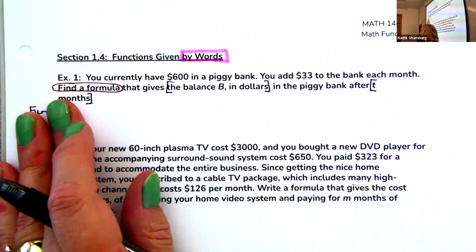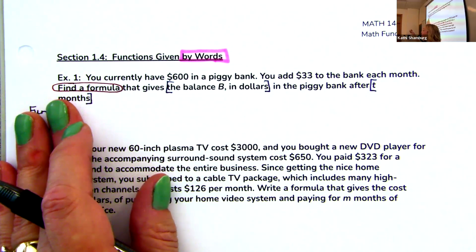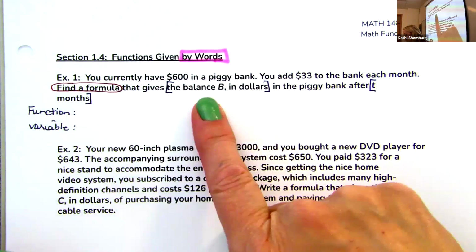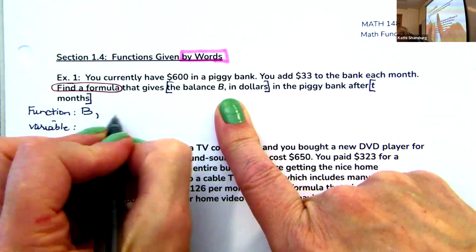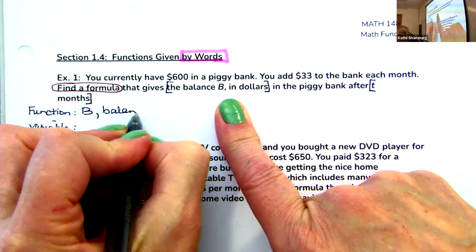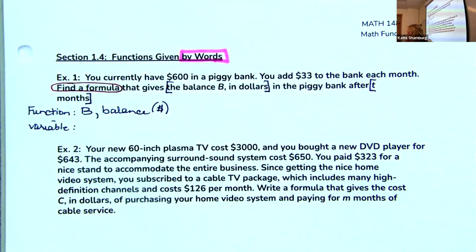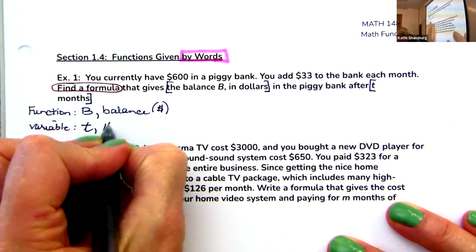The number of months, which is the variable, right? So that tells me the variable is independent. The amount of money is dependent. Our function is always dependent. So that tells me that the function is B, which is your balance, and this is in money, dollars. So my variable T is the number of months.